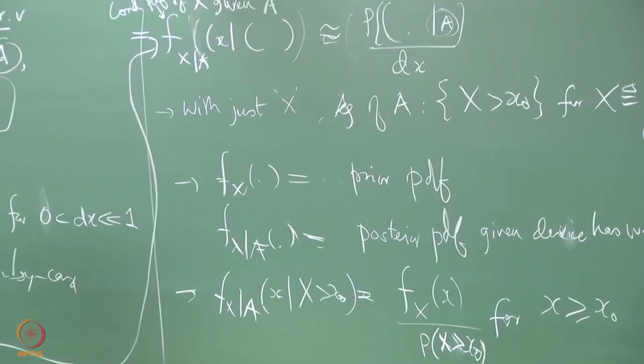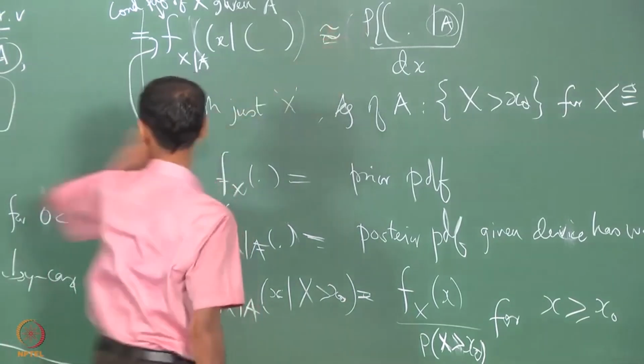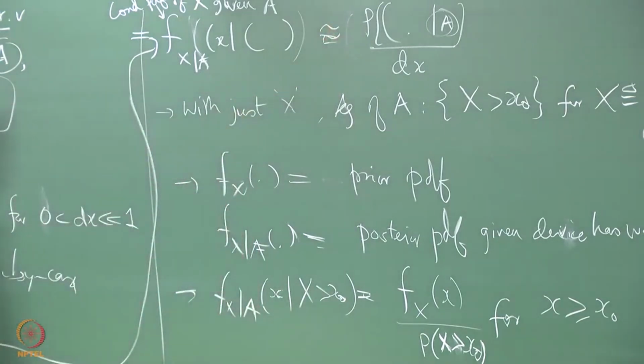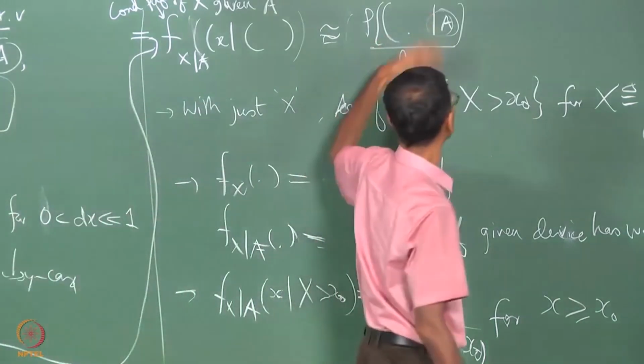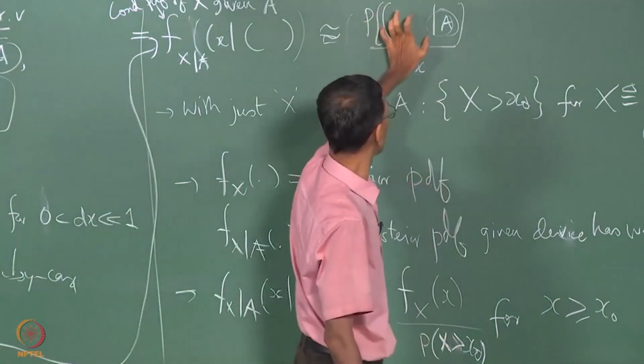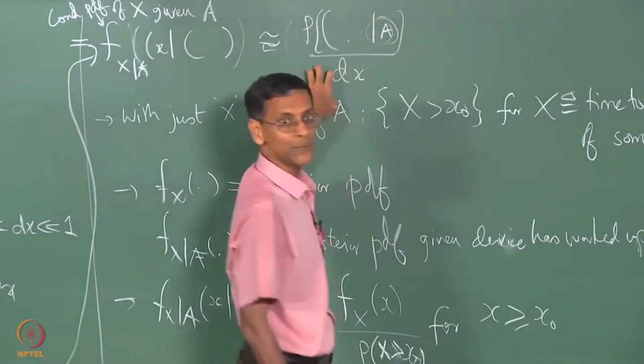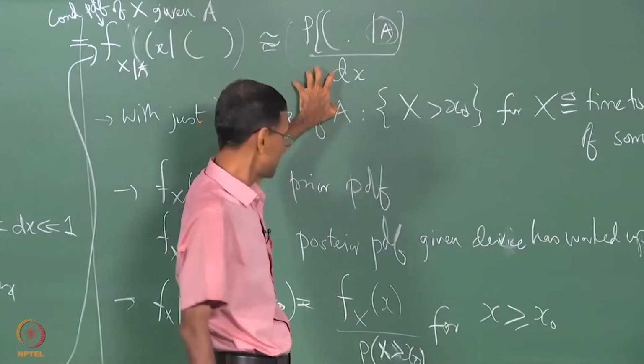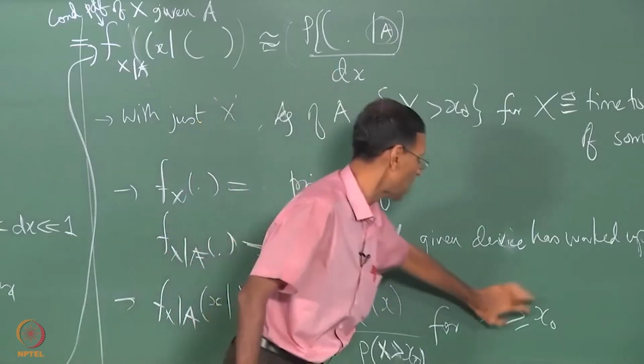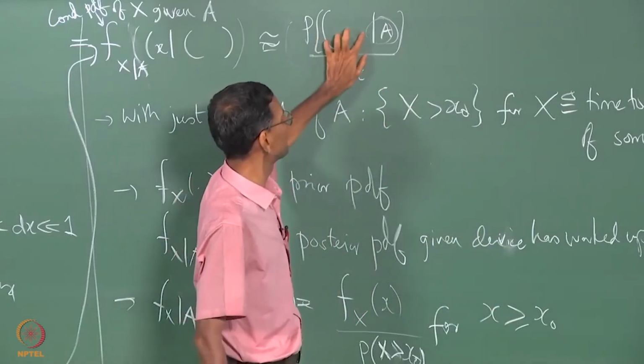Does anyone have any problem with that? Yes? This operation here, that is to take x between x and x plus dx given A. Okay, how do we resolve this? You write this as the probability that x is between x and x plus dx given A, divided by the probability of A.